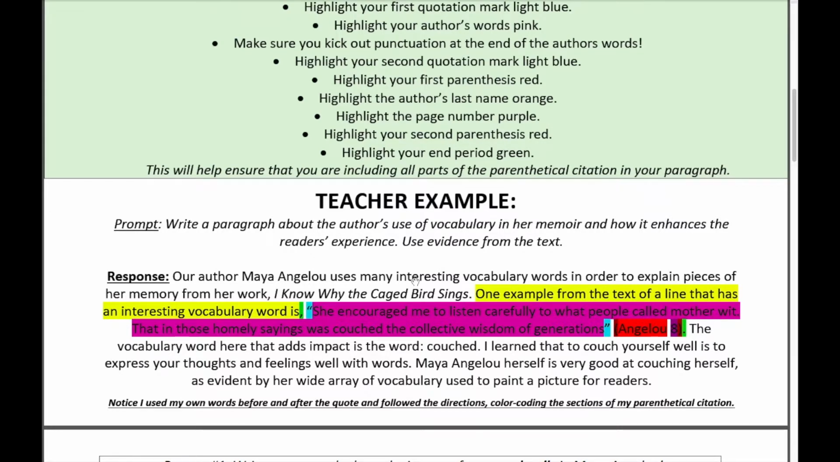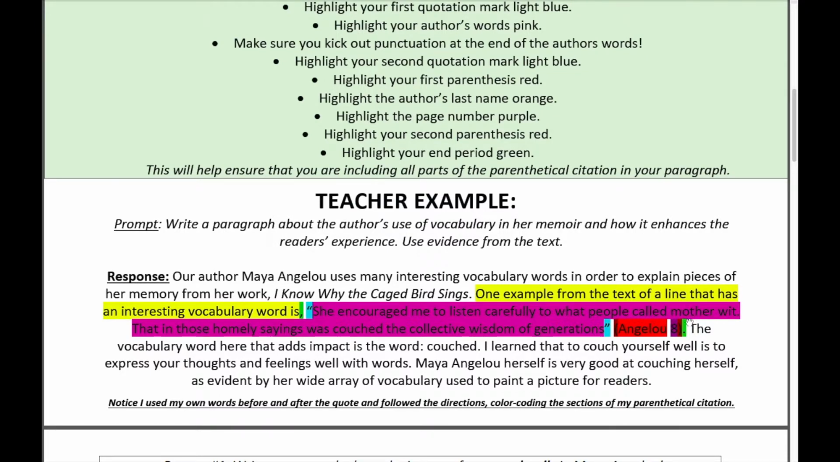Now I'm starting with my lead-in because I'm pulling a quote from the text that supports this. My lead-in here is, one example from the text of a line that has an interesting vocabulary word is, comma, quotation mark. Then I'm dropping in the author's words, so you're going to have to go back to the text, back to the memoir, and pull a quote that shows what you're analyzing. So here we're looking at vocab. So I'm going into the text and I'm pulling an example of an interesting vocabulary word. At the end of the author's words, I kick out that punctuation, I end with my quotation mark, and then I craft the citation: parenthesis, author last name, page number, and parenthesis, period.